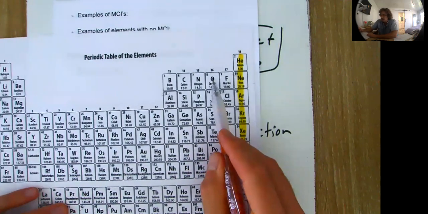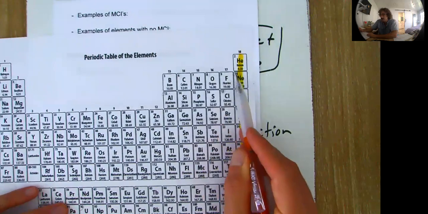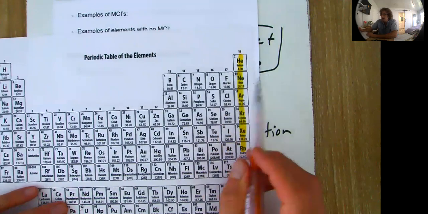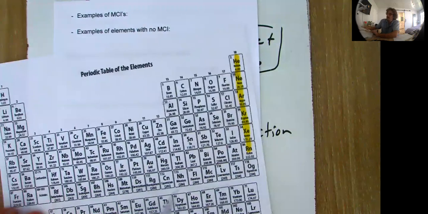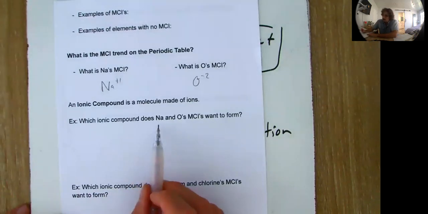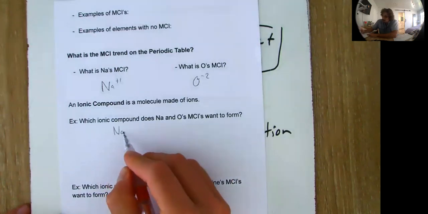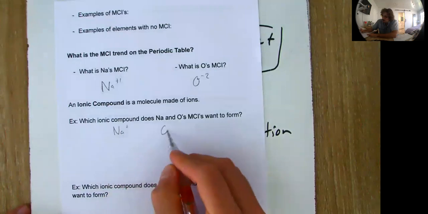So oxygen has 8 protons. That's the atomic number. But oxygen's most common ion needs to gain 2 more electrons to have the same number of electrons as noble gas neon, and that's why it has a negative 2 charge. Okay, so what happens with an ionic compound between sodiums and oxygens? So we have 1 sodium and 1 oxygen here.